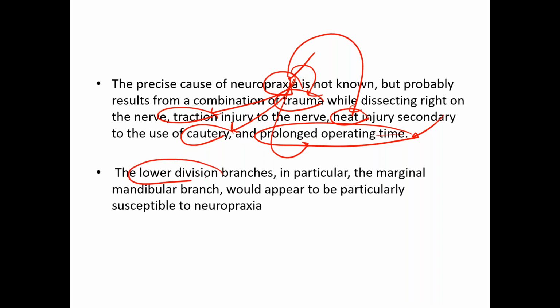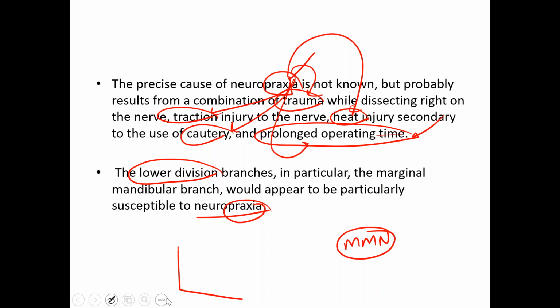Especially in the lower division branches, in particular the marginal mandibular nerve is susceptible to neuropraxia. So marginal mandibular nerve, as we have already seen, where is it located? Just below the angle of the mandible. And if you take the retromandibular vein, it is above the retromandibular vein.